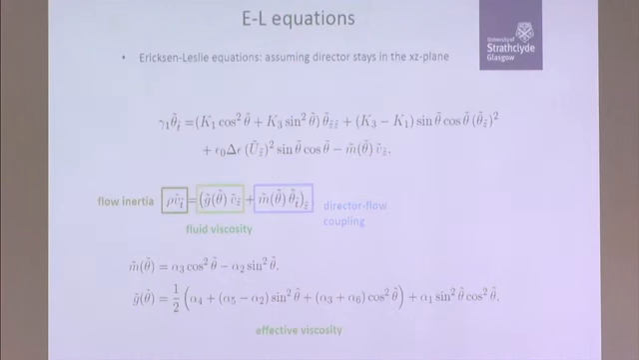And then in terms of the linear momentum equation, I've got a flow inertia term. I've got what would classically come out of Navier-Stokes, where the fluid viscosity comes in, where this G here is now an effective viscosity. The viscosity changes as theta changes, as the angle of my director changes. You can see that the effective viscosity here will change. And again, there's a coupling between the flow and the director through this term here.